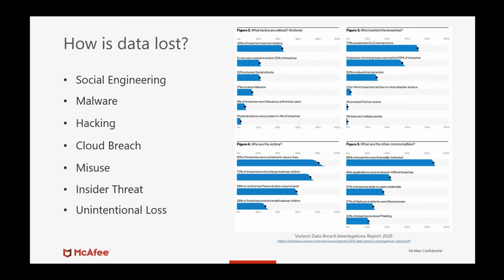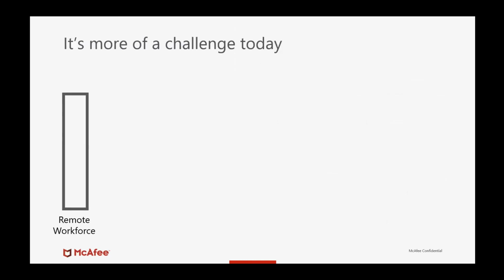Insider threat, another major one. And you may not be planning for it, but some unintentional loss also results in data being taken away and used in a manner that is not how it is planned for. If you move to the next slide, Sanchit, it's even more of a challenge today, right?